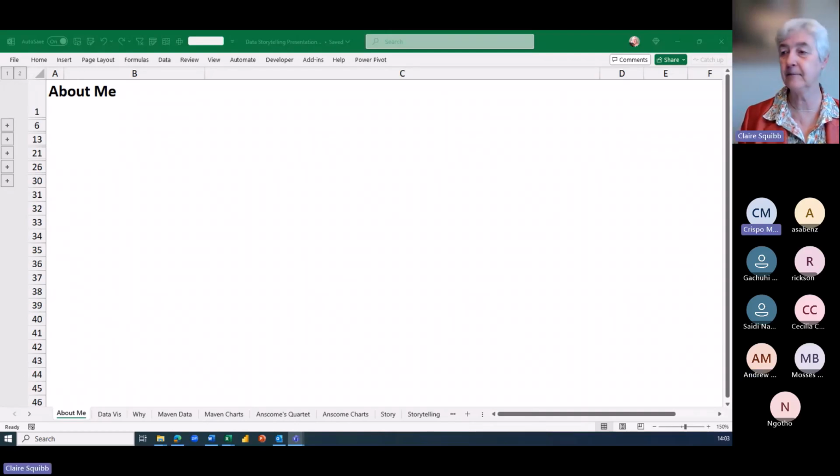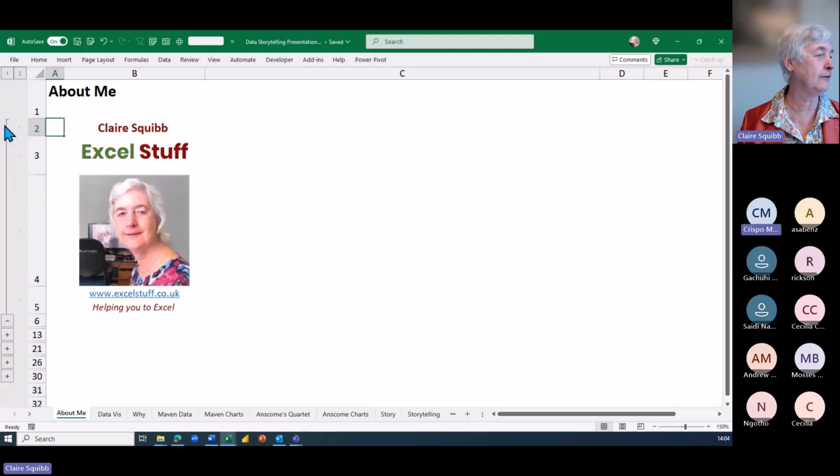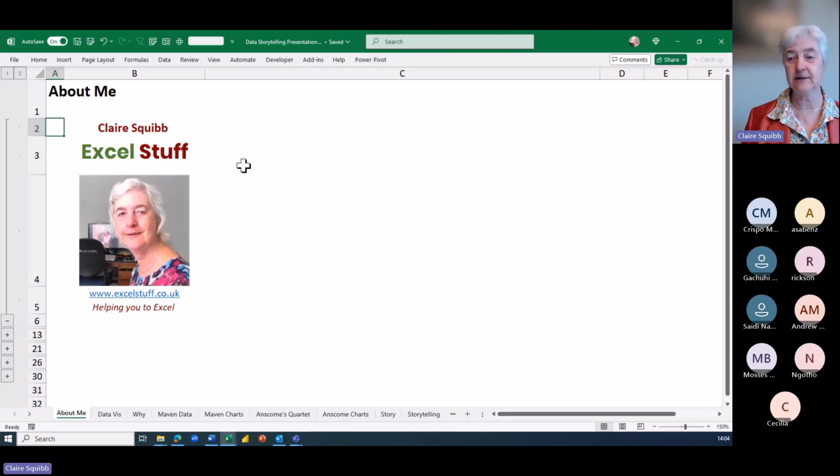Yeah, is my screen up okay there? Yeah, lovely. Okay, so a little bit about me before we get started. I'm based in England. It's winter here. It's very cold. So it's lovely and sunny at the moment. It's 2 o'clock in the afternoon for me, but it's below freezing point. We've got frost on the ground, ice on the roads. It's quite unpleasant. So this is me, Claire Squibb. My organisation is named Excel Stuff, and I've been training Excel for a good while now.